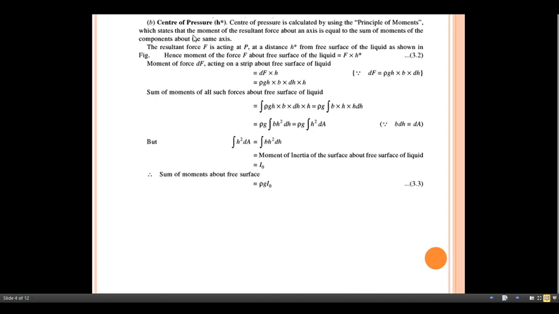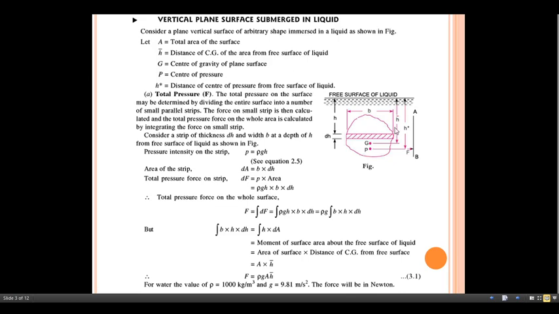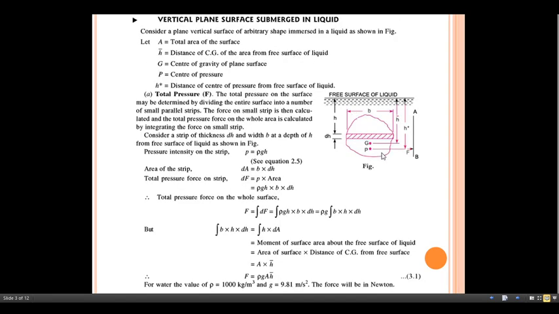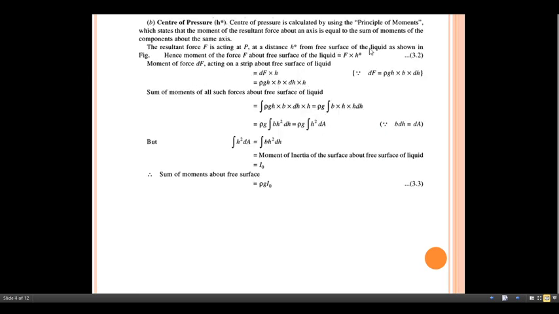Let us discuss the center of pressure. The center of pressure is calculated by the principle of moments, which states that the moment of the resultant force about an axis is equal to the sum of the moments of the components about the same axis. So the resultant force F is acting at P. If you just see the resultant force F acting at point P, the distance h star is from the free surface of the liquid, as shown in the figure.